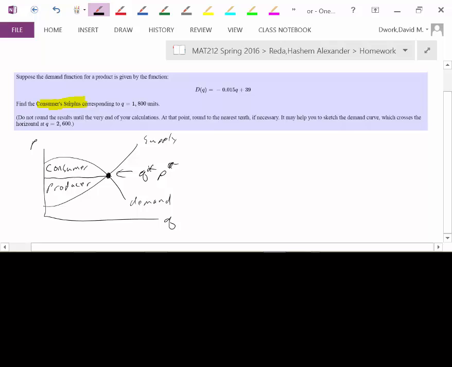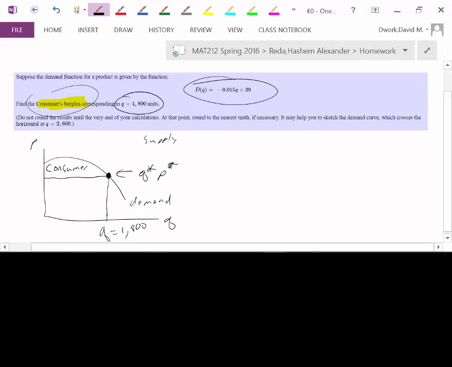So if this is asking us to find consumer surplus, what we need to do is go back to the notes and think about how you find consumer surplus, what does it look like in the graph. What this problem is doing is giving you the consumer controlled demand curve, but it's not giving us the supply. But the question you have to ask yourself is, do we need the supply? If they're telling us that they want the consumer surplus corresponding to Q equals 1800, so this right here is Q equals 1800.